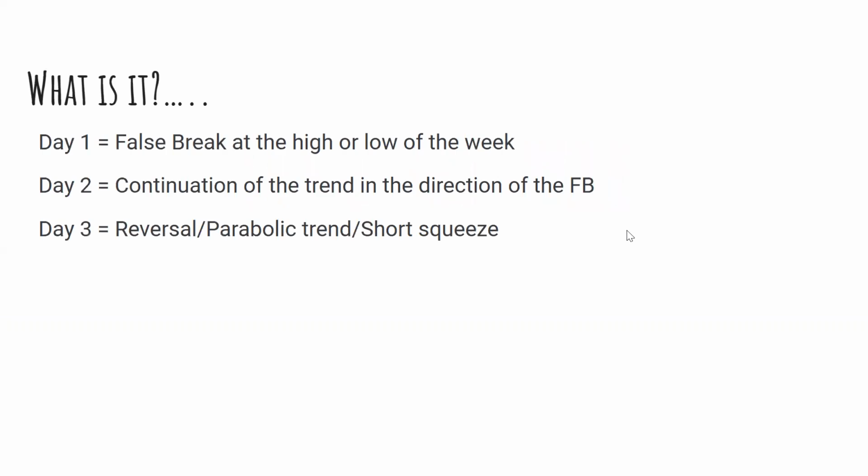So what is the 3-day cycle? I broke this down as simply as I possibly could: you're going to have a day 1, a day 2, a day 3. What day 1 looks like is you're going to have a false break at the high or low of the week. Day 2 tends to be a continuation of the trend in the direction of the false break. And day 3 is where you'll get the setup for the reversal, or it can be a parabolic trend continuation trade, or it can be a short squeeze, depending on the direction of where price is going.